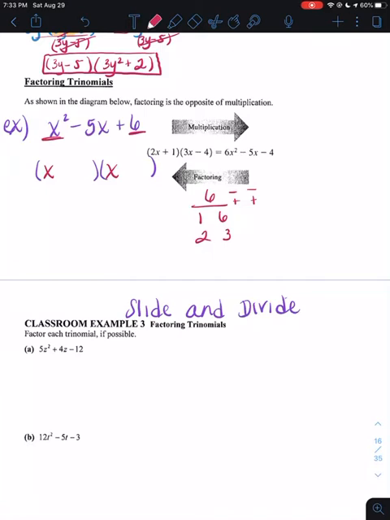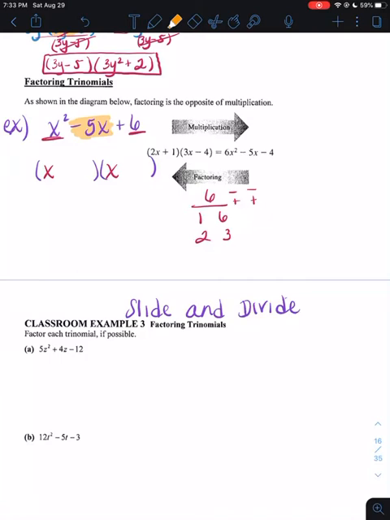So I have two options here. I can use 1 and 6, 2 and 3. I will have to use the same sign for both numbers. So this is when the middle number comes into play. This is the only time you use this negative 5x. The negative 5x determines which pair I'm going to choose.